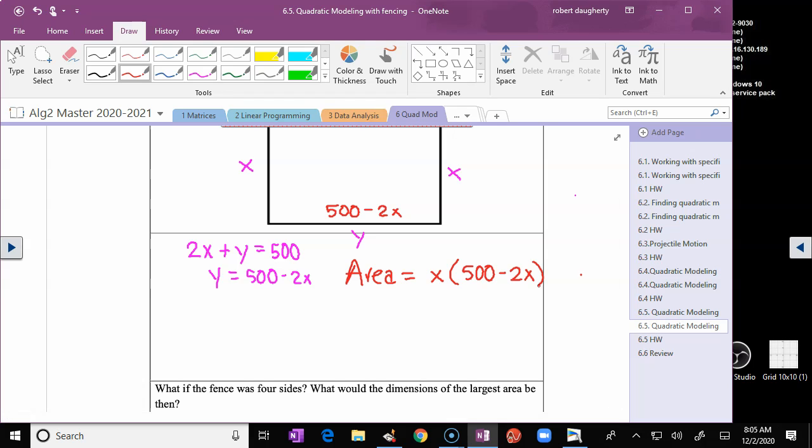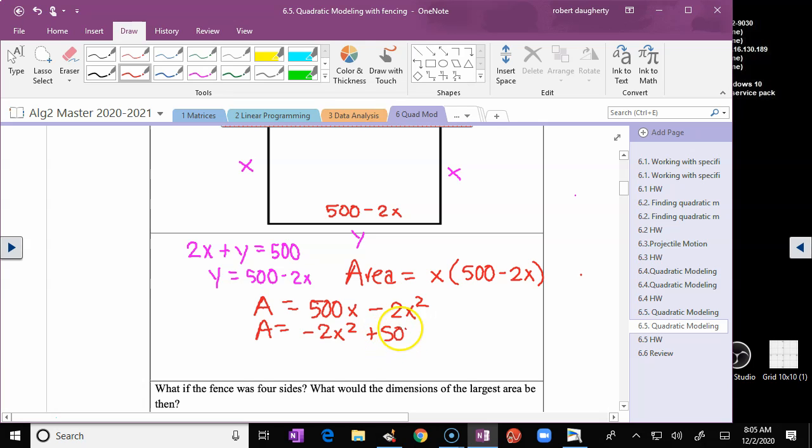So if I look at this, the area, let's just call it A, is going to be 500x minus 2x squared. Let's rewrite this. The area is equal to minus 2x squared plus 500x. That's the equation. If I were to graph that, what's that equation? That is the equation of a parabola. It's a parabola that opens which way? Hopefully you said down. So this is a downward opening parabola.